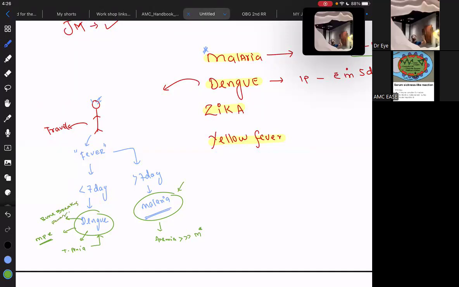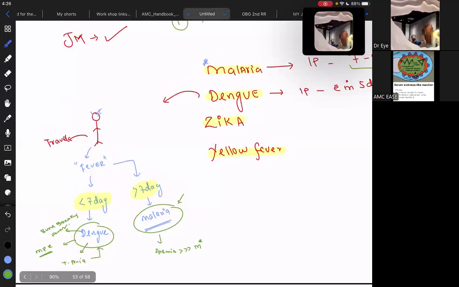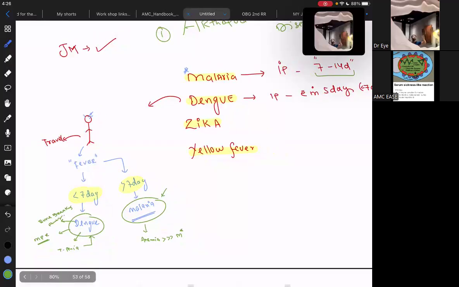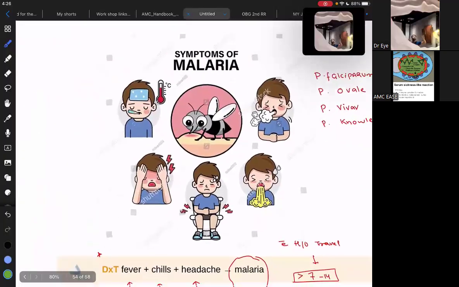But the most important point is the incubation period: less than 7 days or more than 7 days. If the patient has fever after 7 days of travel, there could be a lot of differentials. But remember that John Muthok says that for any patient who has fever after a history of travel, and the fever has come after 7 days, the first disease you need to rule out is malaria, and that's it.